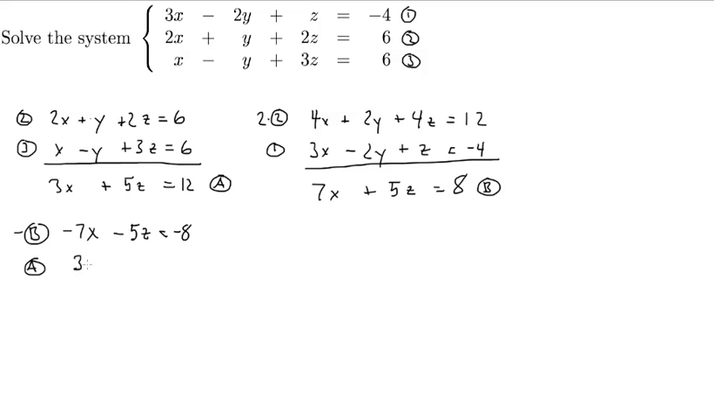Then I'll add equation a to it. So just leave it alone. 3x plus 5z equals 12. So when I add these up, negative 7x plus 3x, that's going to be negative 4x. Negative 5z plus 5z, that's going to cancel out. Then negative 8 plus 12, that's going to be 4. So divide both sides by negative 4. I get that x is negative 1.